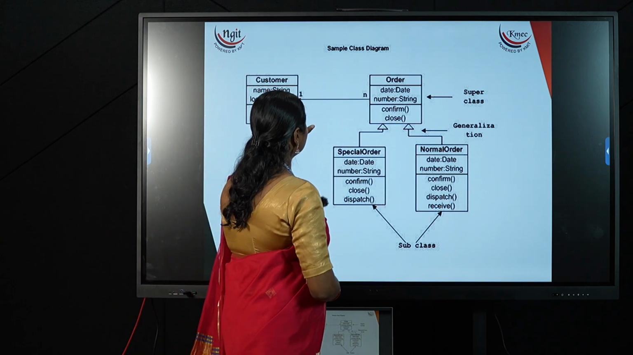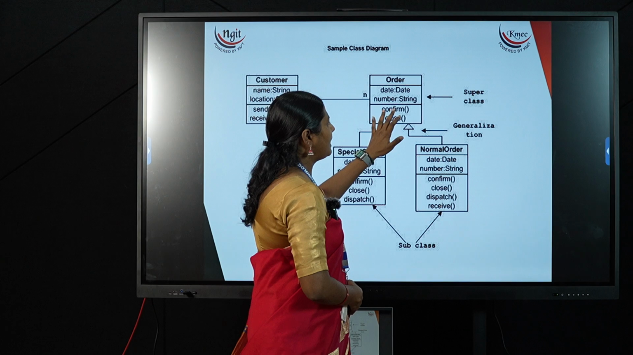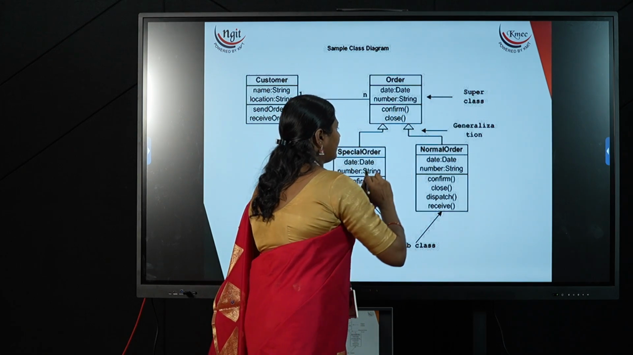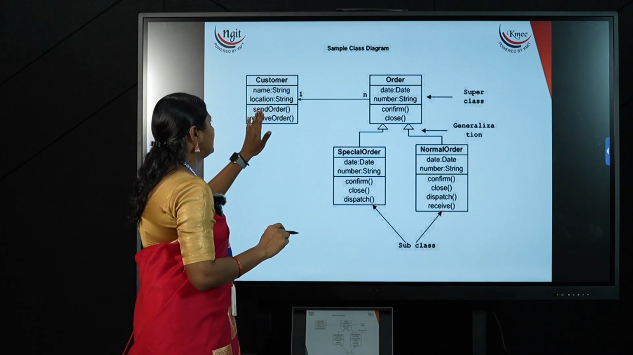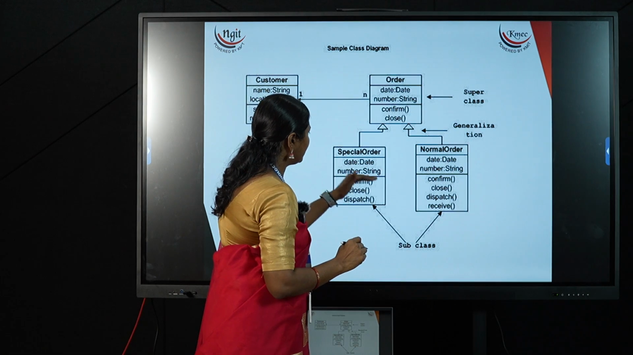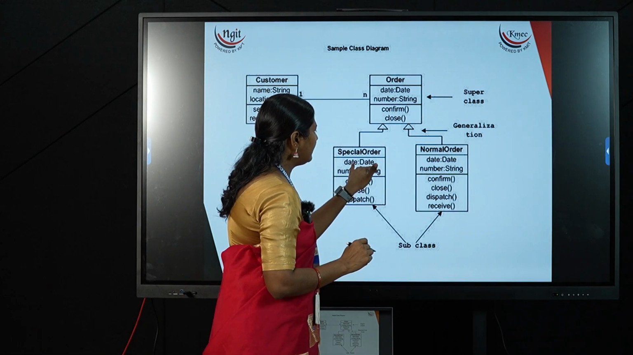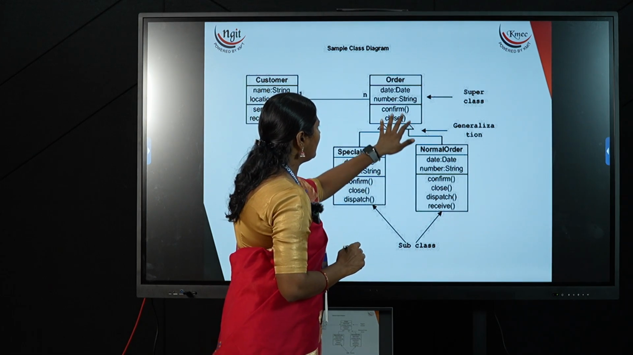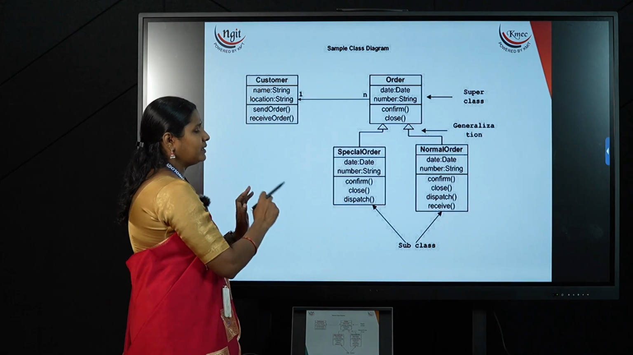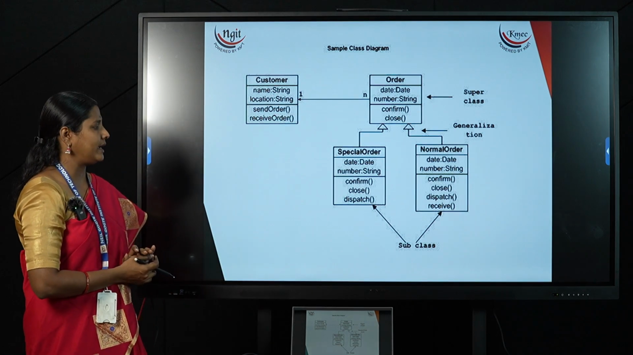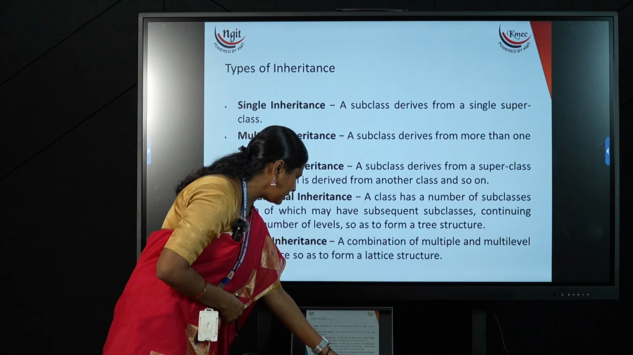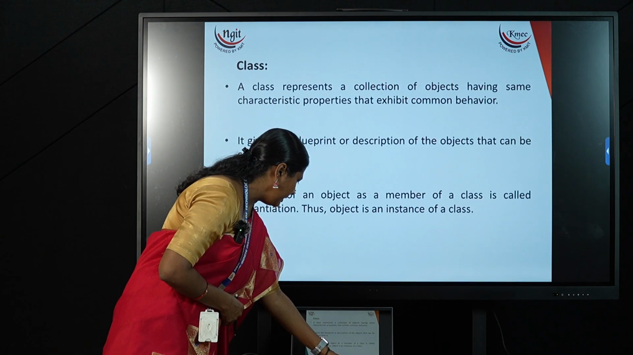Out of these classes, we need to consider which is the parent class or superclass. In this example, order is the superclass, and from that superclass, one subclass is the customer, whereas some more subclasses are special order and normal order. The relationship between these 2 types of order and the order is called generalization. So this is a representation of a model or class diagram. This is all about understanding the skills of object-oriented analysis.